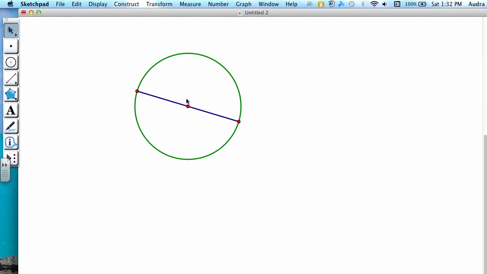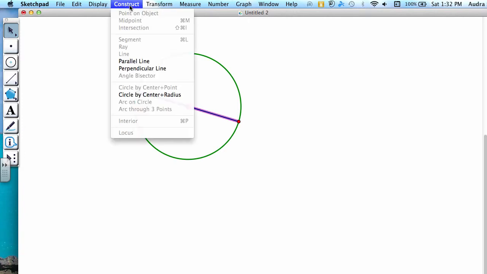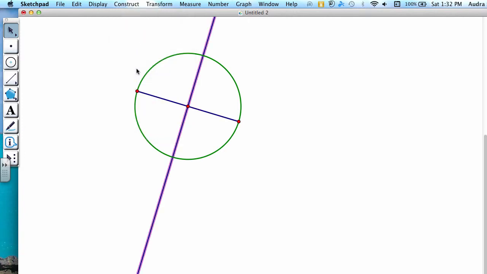Then we're going to select our original segment that we constructed and our midpoint that we found, and go to Construct, Perpendicular Line. What you can see is a circle that has four intersections with segments and lines. So you have one, there's going to be another one down here, over here, and up here. Those are going to end up being the vertices of our square.